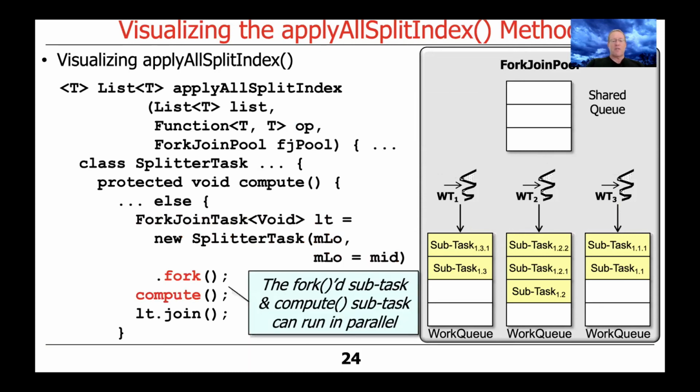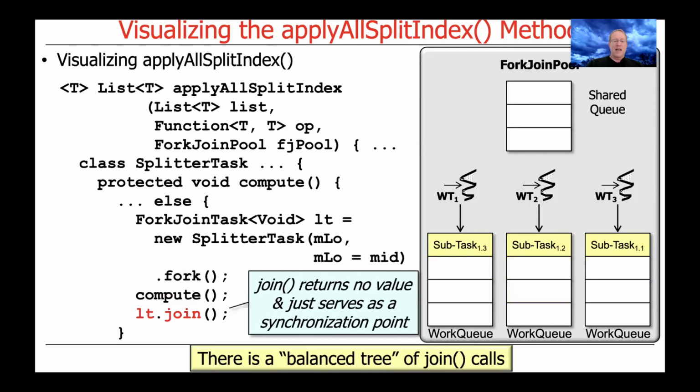As you can see here, the forked subtask and the compute call can run in parallel because these are both going to be running in different threads. And the join doesn't return any values, of course, because everything's been stored into the results array. Its only purpose is to serve as a synchronization point to make sure that all the state gets pushed out to the various processor core caches. The nice part about this is also that there's a relatively balanced tree of join calls. So once again, it's more efficient and everything can pitch in properly.